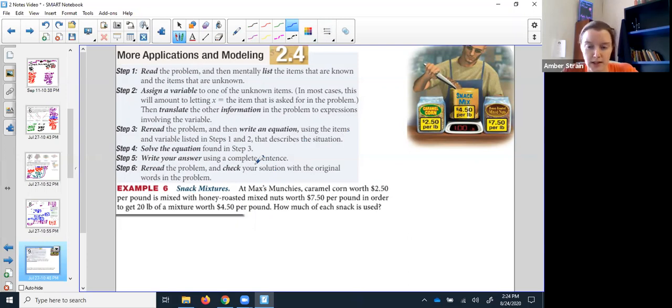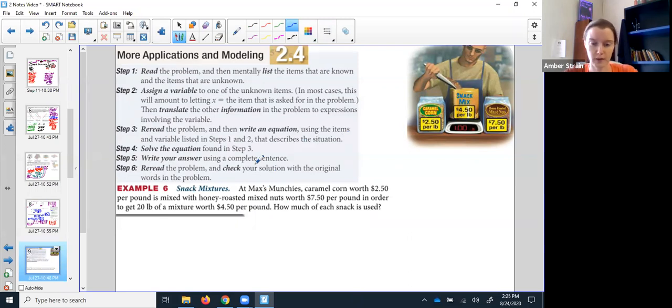So at Max's Munchies, he's selling 2 different snacks, caramel corn and honey roasted mixed nuts. They have different prices. Somebody's coming in for a mix of the 2, and they wanted to average out at $4.50 per pound. So we have two different things we're thinking about. We of course have the two snacks, but of the snacks, we're thinking about both their weight and their value, the cost to buy them.